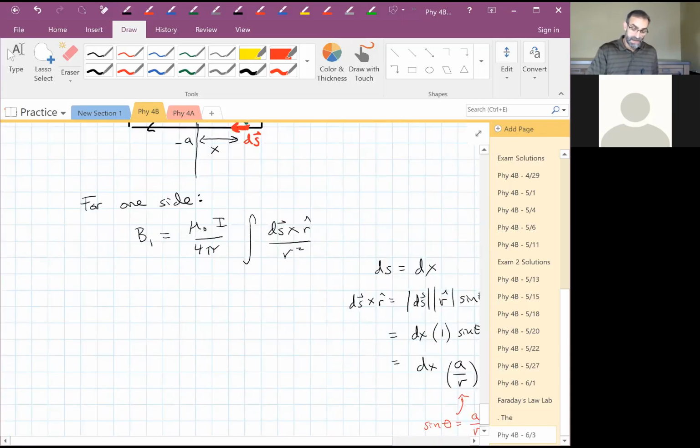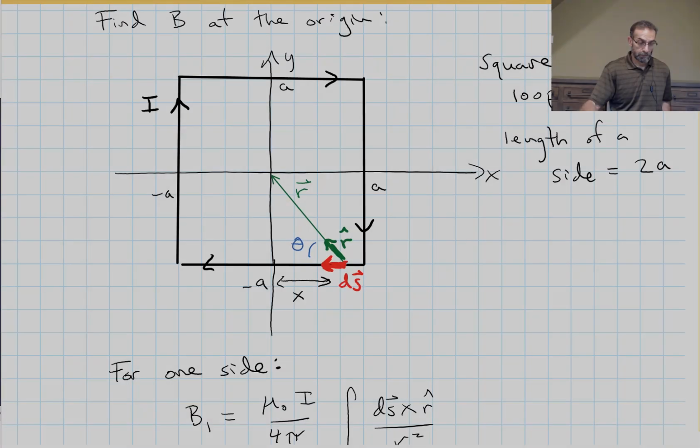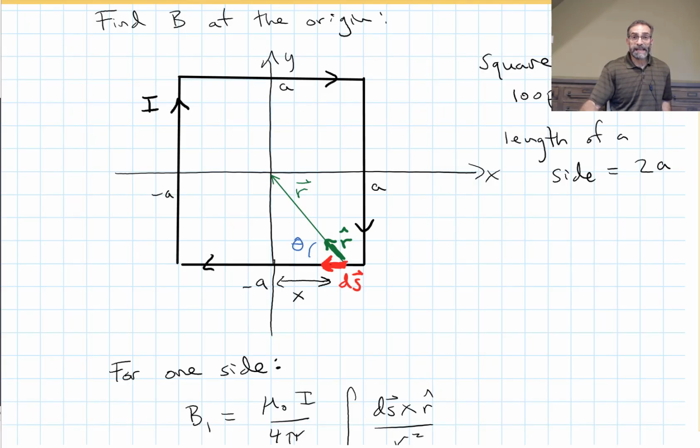Let's just go back. What direction is this magnetic field going to be at the center of that square current carrying loop? First, do the ds cross r hat. What direction does ds cross r hat give you? You put your fingers in the direction of ds, roll them toward r hat, and you get into the page.